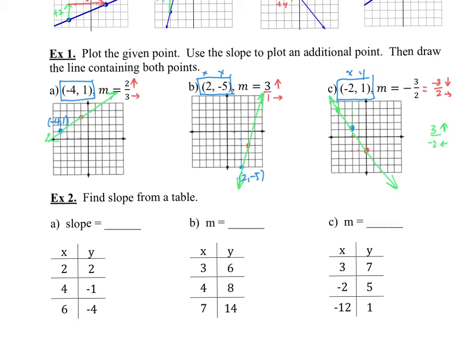And sometimes when I'm done, I just glance. The slope is negative. Does this look like it's going downhill? It does. So I was probably doing it correctly.